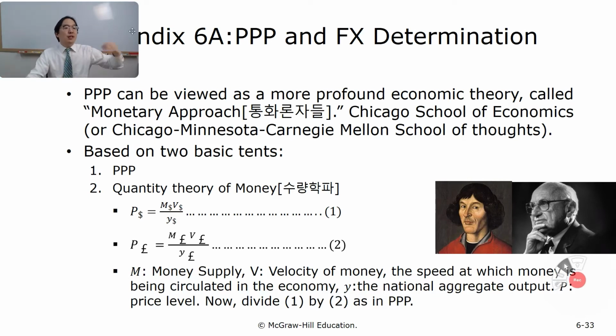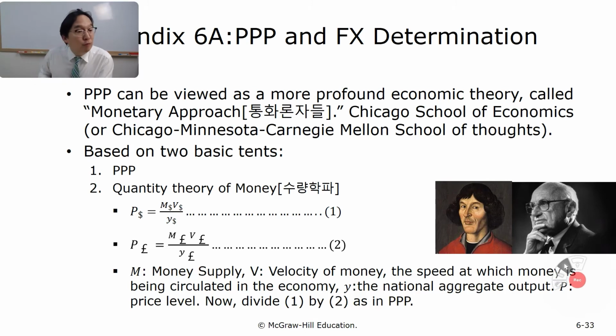The purchasing power parity can be viewed as a more profound economic theory called the monetary approach. 통화론자들 in Korean jargon, Chicago economics, right? School of economics, or the school of thoughts from Chicago, Minnesota, and Carnegie Mellon. Minnesota is where I am from, right? All these schools are located around the Great Lakes, right? 담수학파. So we call them the schools around the Great Lakes. And these guys are strong believers of market efficiency and rational expectations and all kinds of mathematical economics, and all these kinds of things popped up over there.